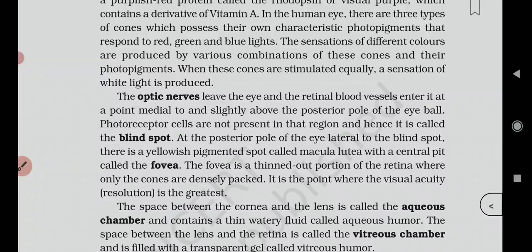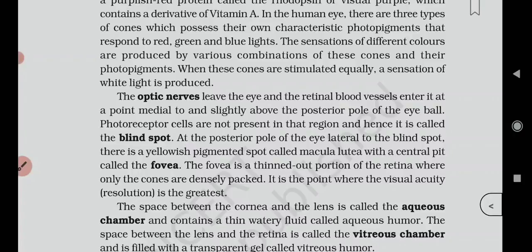So what is a fovea? Actually, at the posterior pole of the eye, lateral to the blind spot, there's a yellowish pigmented spot. So lateral to the blind spot, you have a yellowish pigmented spot that is called macula lutea, which is having a central pit that is called fovea. Fovea is thinned out portion of the retina where only cones are densely packed. It is the point where the visual activity resolution is maximum. So fovea is having maximum resolution.